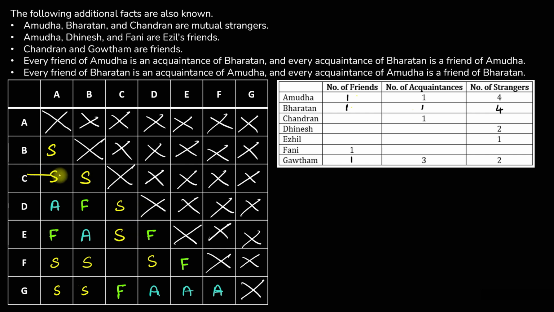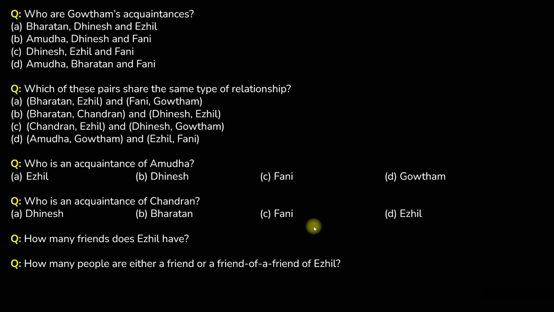Now let's come back to C. So for C, these are the relations, and C has to have one acquaintance. So far we have 4 strangers and one friend. So the only acquaintance position that we have left now is this. So this must be the acquaintance. Okay. So we have figured out the relationship between all the 7 people. Now let's look at the questions. Now look at this first question.